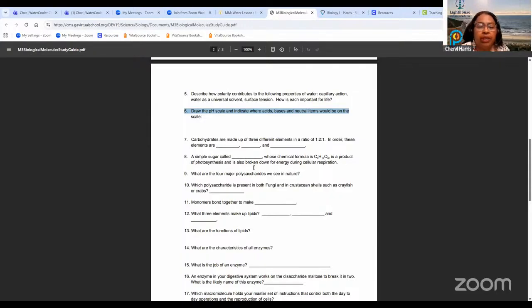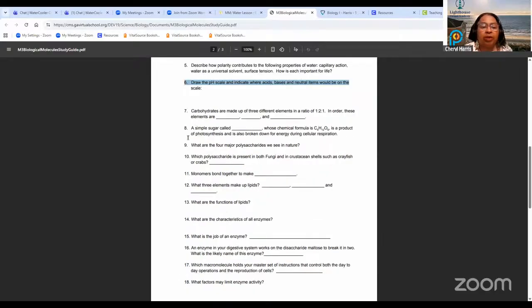So we did 8, 9. So that takes care of carbohydrates. Number 9, what are the 4 major polysaccharides that we see in nature? So polysaccharides are the sugars. So you want to go to your little chart and look up a list. Sucrose is the most popular one. That's the table sugar, the sugar that you use every day on your food. You want to look at your chart for some of the others that are most popular. And by polysaccharide, that means it's a sugar that's made up of more than one base sugar.